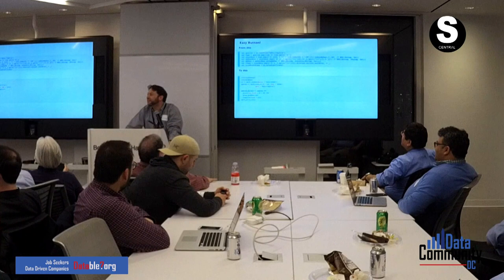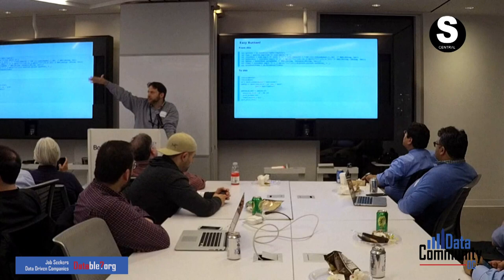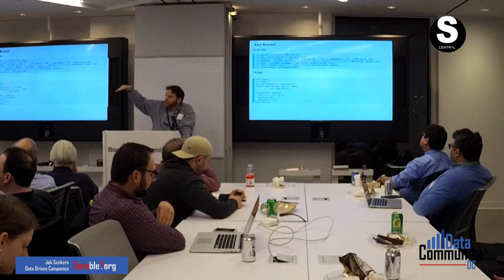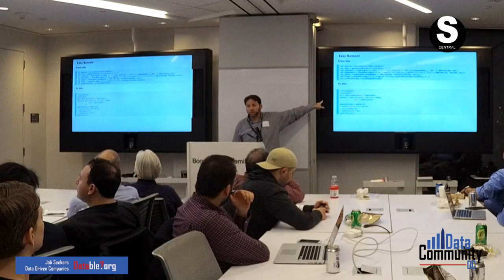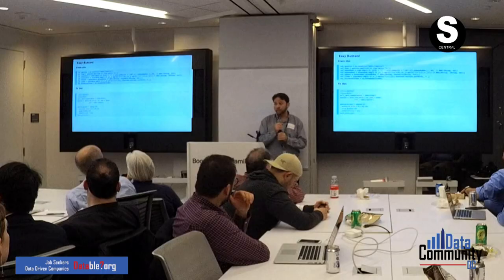Essentially, the top set of code takes and reads a file from HDFS. It takes a CSV or a tab-delimited file and splits it by tab, then it creates new variables, and then it does a group by, etc. So this is what it looks like in Scala. The bottom is what it looks like in sparklyr using dplyr. This is sparklyr, so I'll talk about sparklyr in a second.